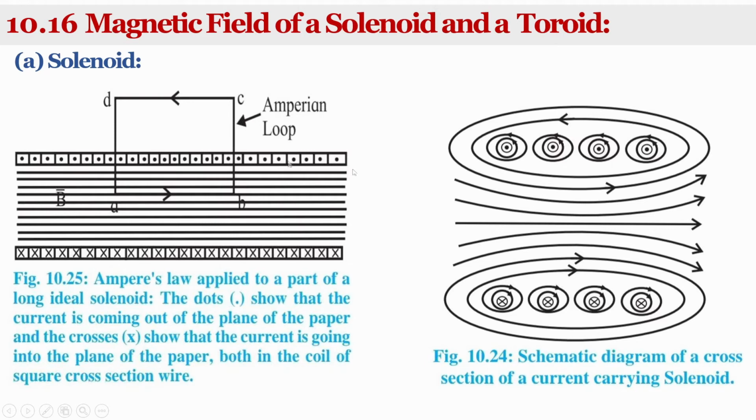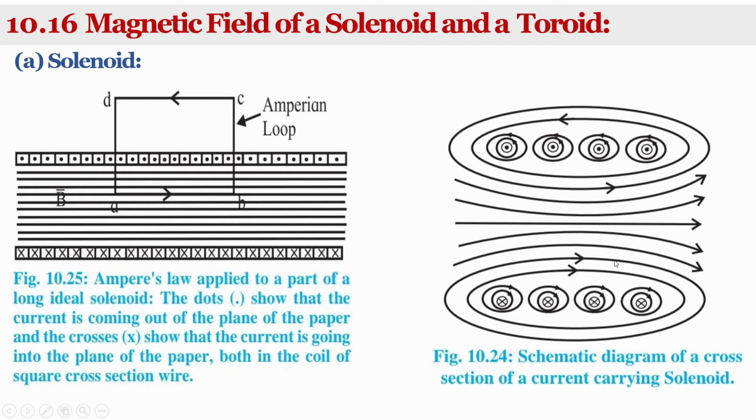This is a schematic diagram for a cross section of a current carrying solenoid. In the solenoid, there is a non-conducting cylinder on which a number of turns of wire are wound, and the current flowing through that wire produces a magnetic field in its surrounding space. These are the directions of the magnetic field.